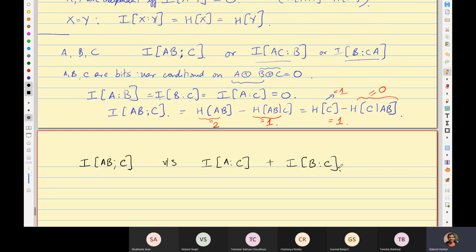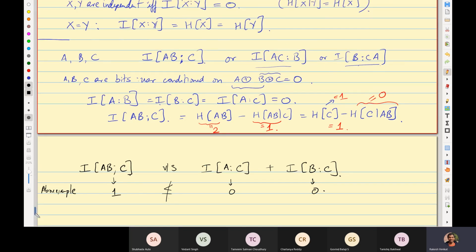Okay, but you have just noticed that this is not less than or equal to this, which is what subadditive would imply. For the above example, we had that this is equal to 1 and each of these is 0. So subadditivity is not always satisfied. Here's an example.